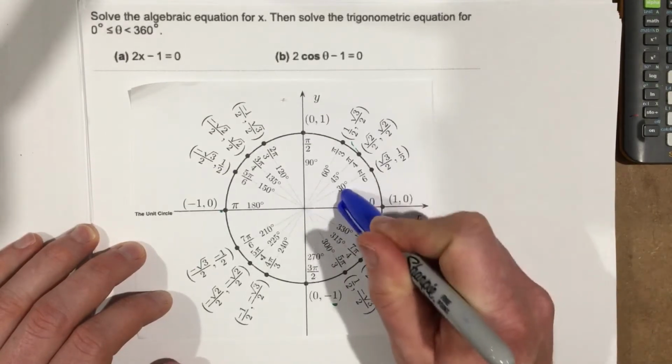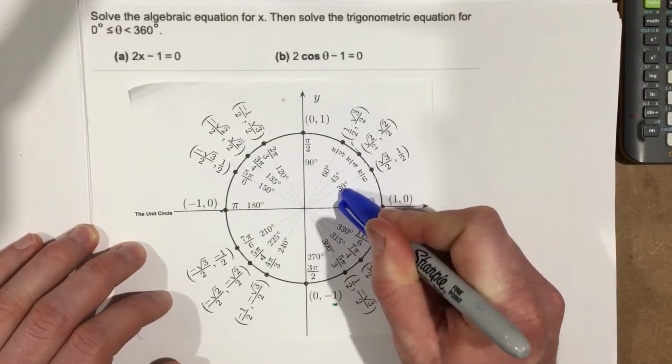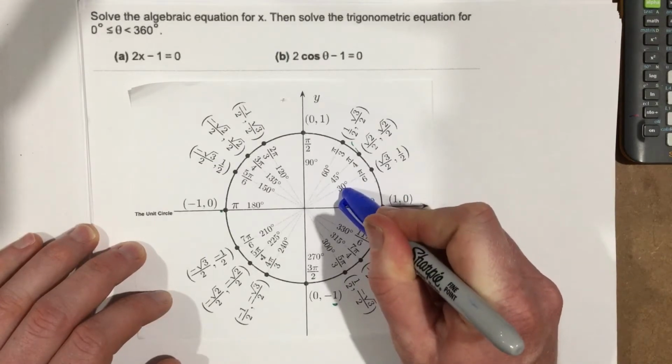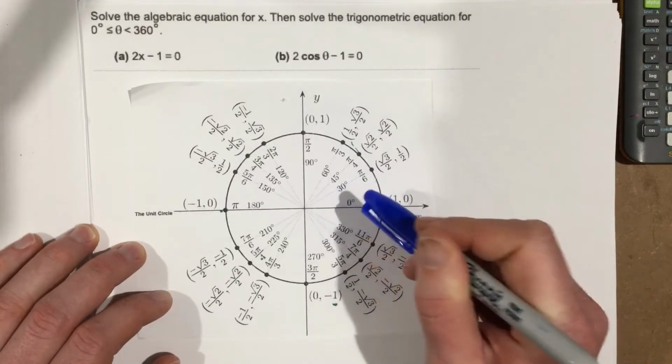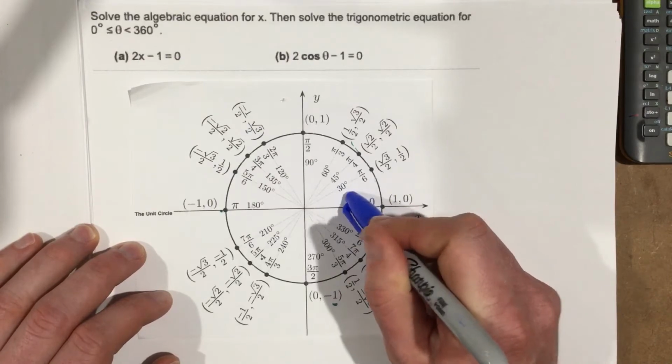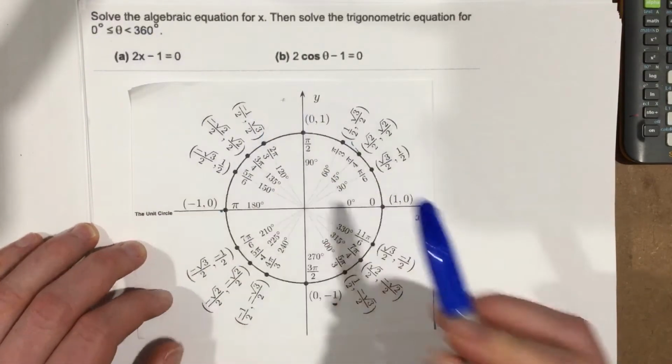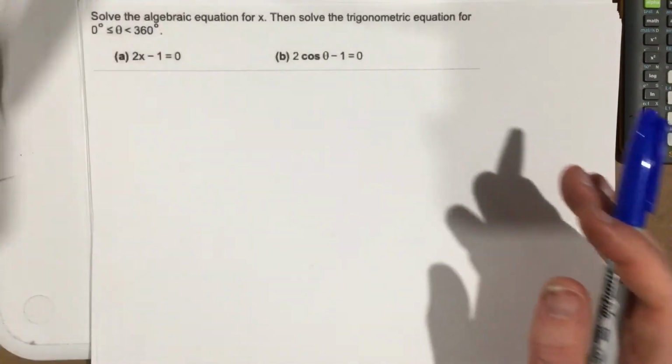Because we can get 30 degrees and we can get the coterminal angle 390 if you add 360 to 30, and then you can keep going and going and going on forever. So they're saying just between 0 and 360 to make sure that you essentially don't have an infinite amount of solutions.